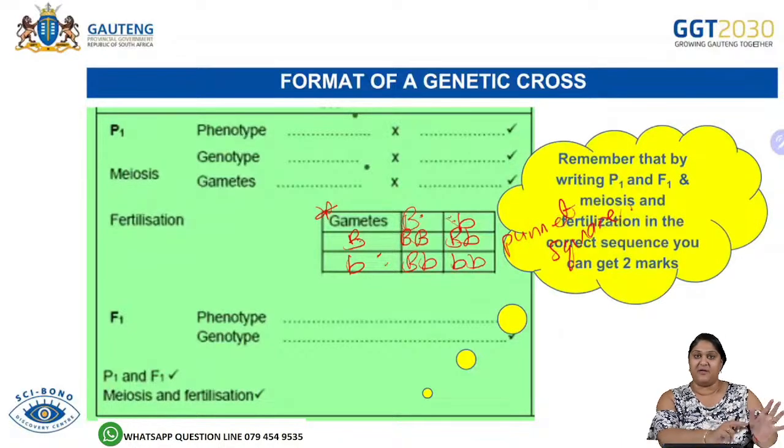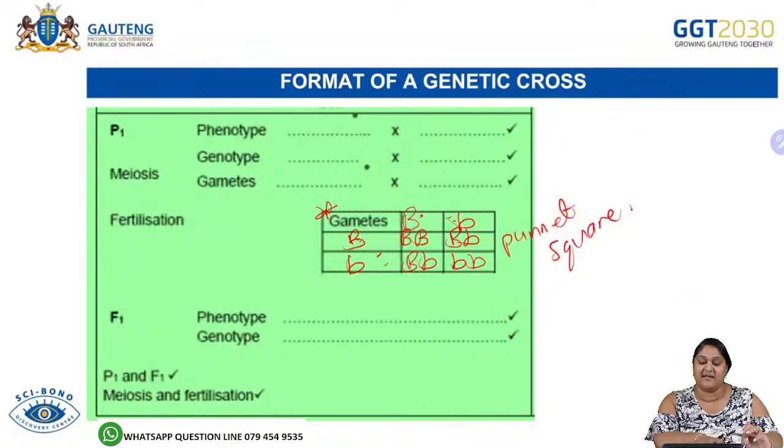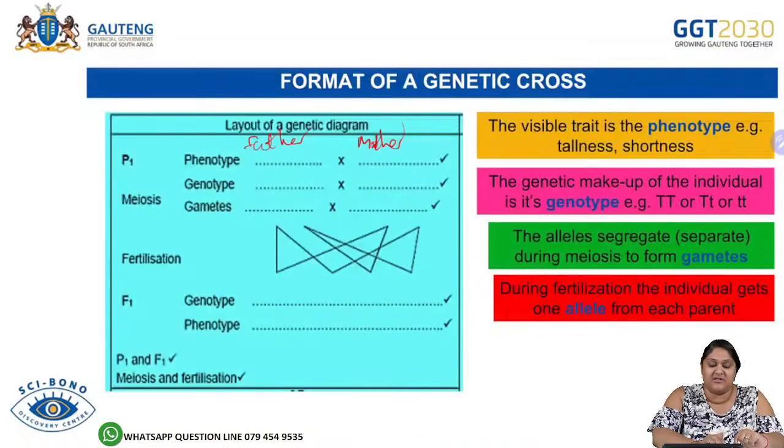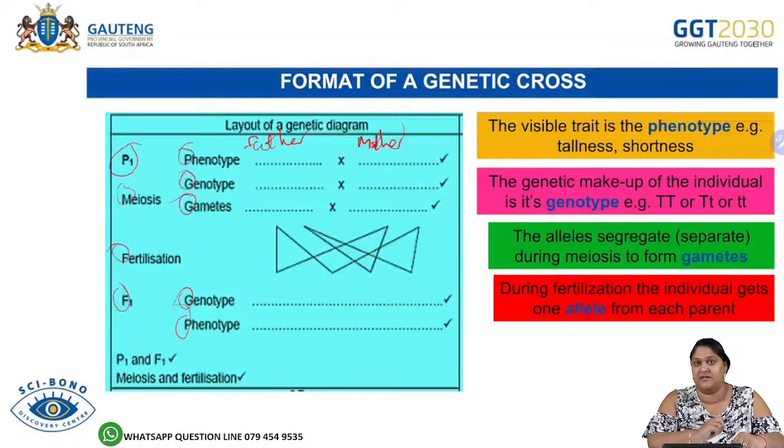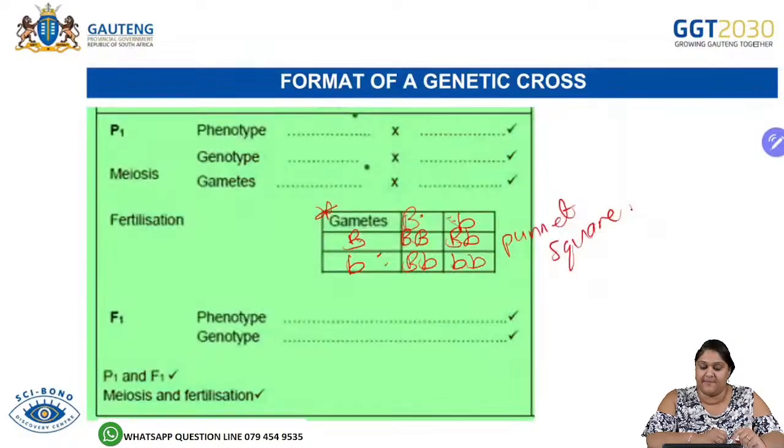Remember that by writing P1 and F1 and meiosis and fertilization in the correct sequence, you can get 2 marks. I just want to give you an idea of how you can remember this. Let's start with P. So please, guys, make good friends, via Gauteng province. Okay, so that can give a little acronym for you to help you remember the steps and the different steps that you need to write. If you just write that plus the phenotypes of the mother and the father, you can get 2 marks.